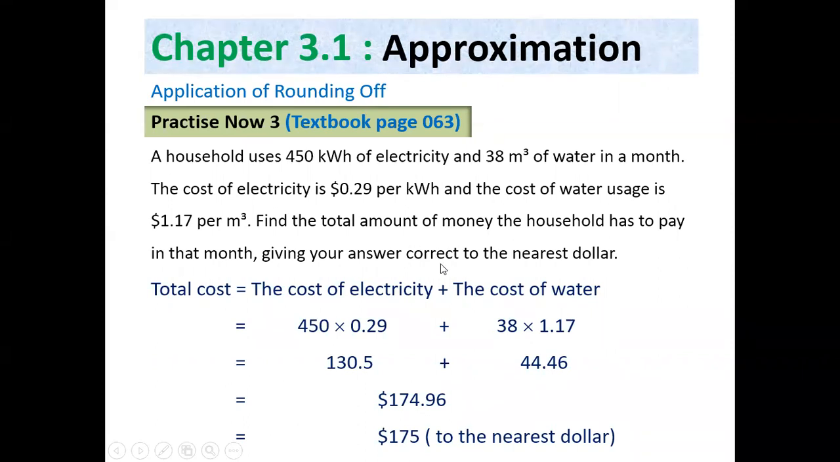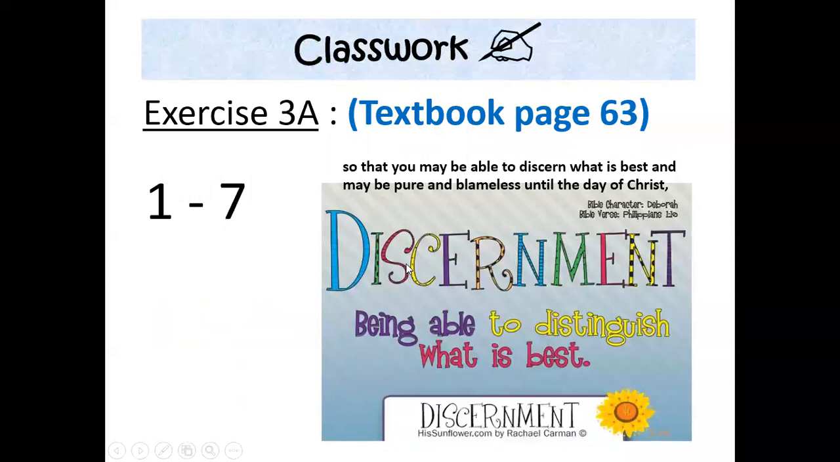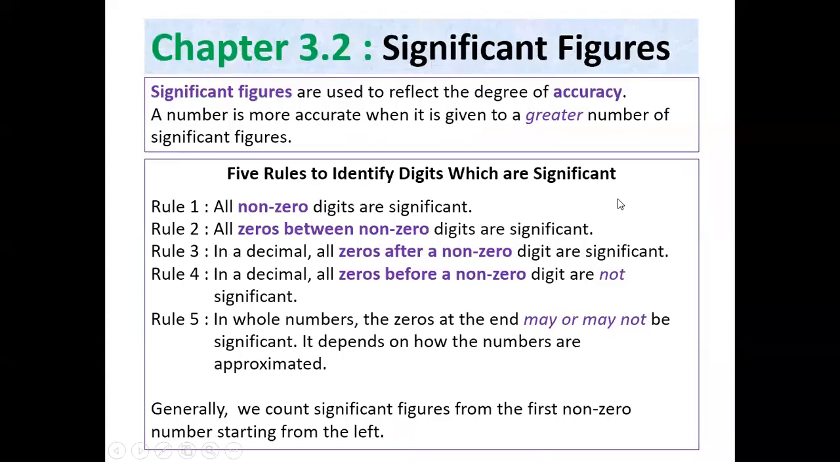The formula is also the same. Now we do exercise 3A, 1 until 7 later on. The page is here. You can find it easily. Now, significant figures. Okay, here. Now we learn about the significant figures. The significant figures is the hard part. Why? Because this is totally new for you. You haven't learned this in primary. You learn this in secondary one. Okay, so you have to look at the rules.